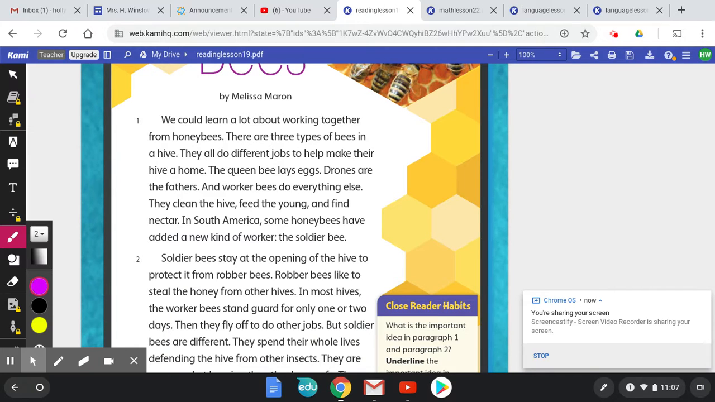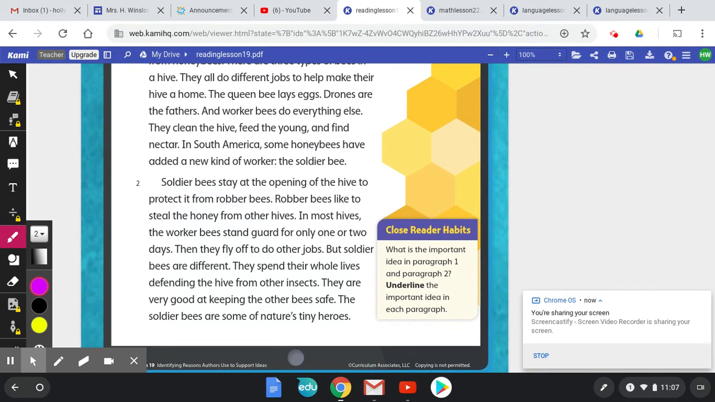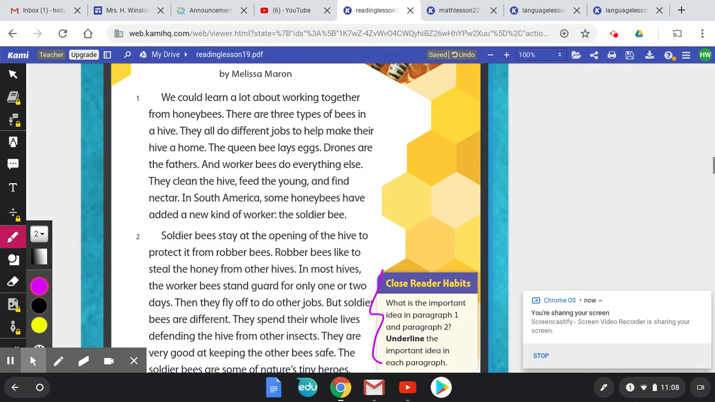And when you got to the bottom of reading this story, you should have looked at this box, closed reader habits. So what is the important idea in paragraph 1 and 2? Underline the important idea in each paragraph. So there's going to be one for each paragraph. So as you read this, if you can't think of one right now, then you need to go back and reread.